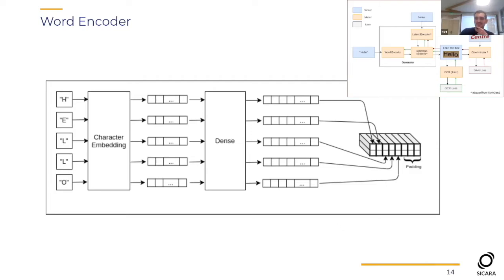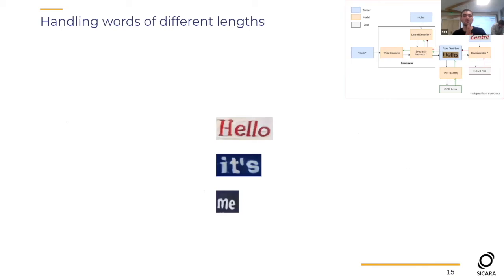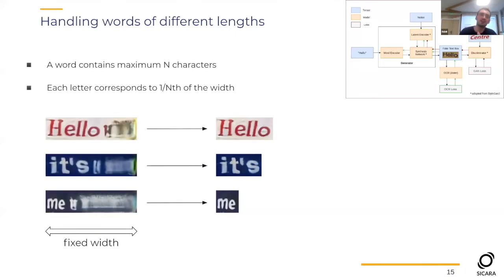Since the synthesis network requires a fixed size input, we need to fix the maximum number of characters the input word can have. When the number of characters in the input word is less than this maximum, we pad the output tensors with 0, which is the padding shown here. We also need to adjust the length of the text box outputted by the generator because it has a fixed size, and depending on the number of characters in the box, we want a different width. Since we know that a word contains a maximum of n characters, and each letter corresponds to 1/10 of the width, we can crop the box accordingly.